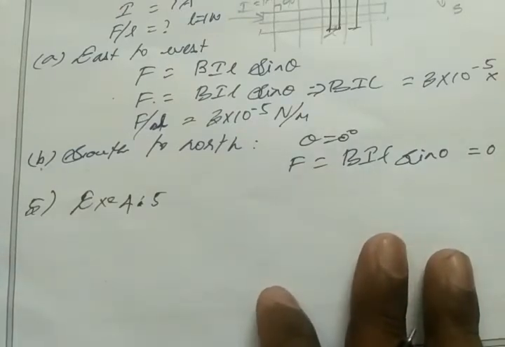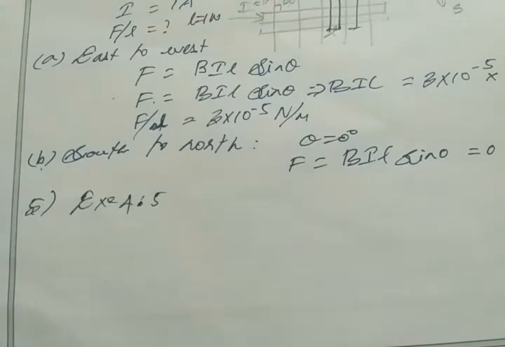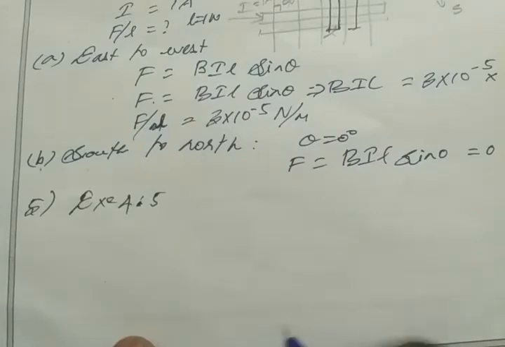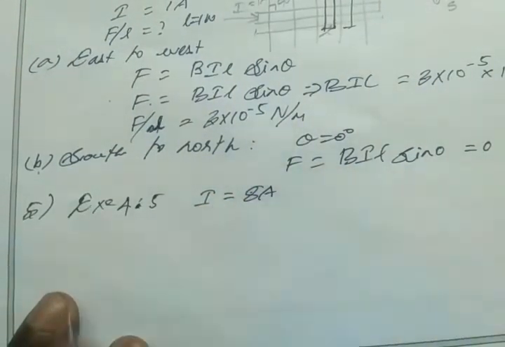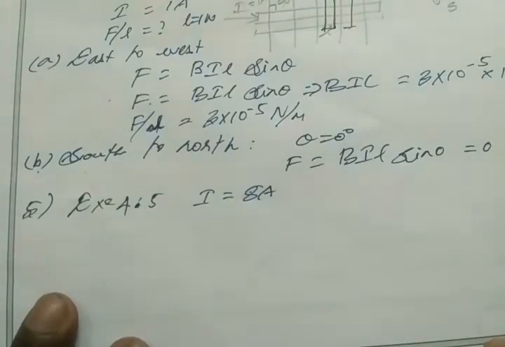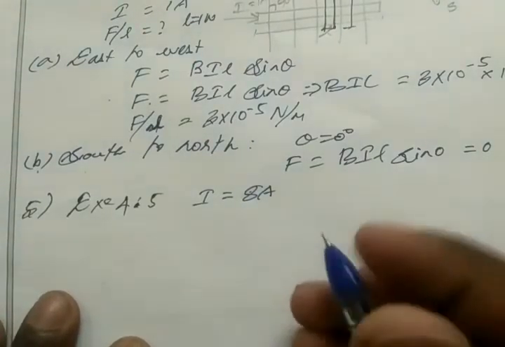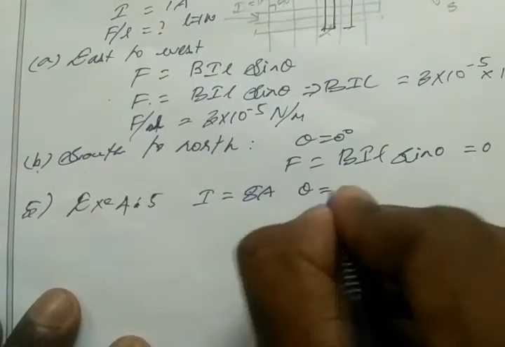Clear? So it is given: what is the magnitude of magnetic force per unit length on a wire carrying a current of 8 ampere and making an angle of 30 degrees with the direction of a uniform magnetic field of 0.15 Tesla? Here we have three data. The first one is current of 8 ampere, I equal to 8 ampere. You solve this. Pause the video and solve this. An angle of 30 degrees.